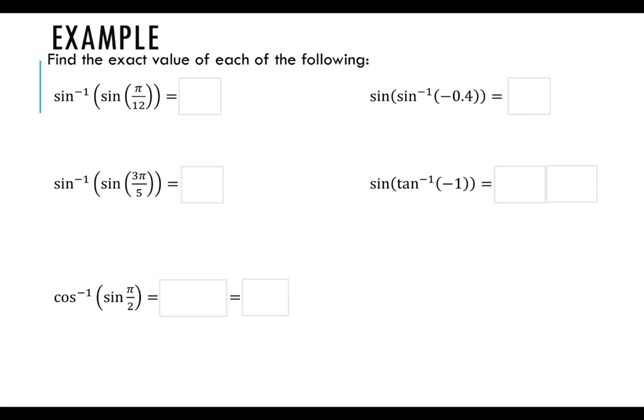Let's do some more of these. Sine inverse of sine of pi over 12. All we have to do is make sure that pi over 12 is in the range of sine inverse, and I claim that it is, so we get pi over 12.